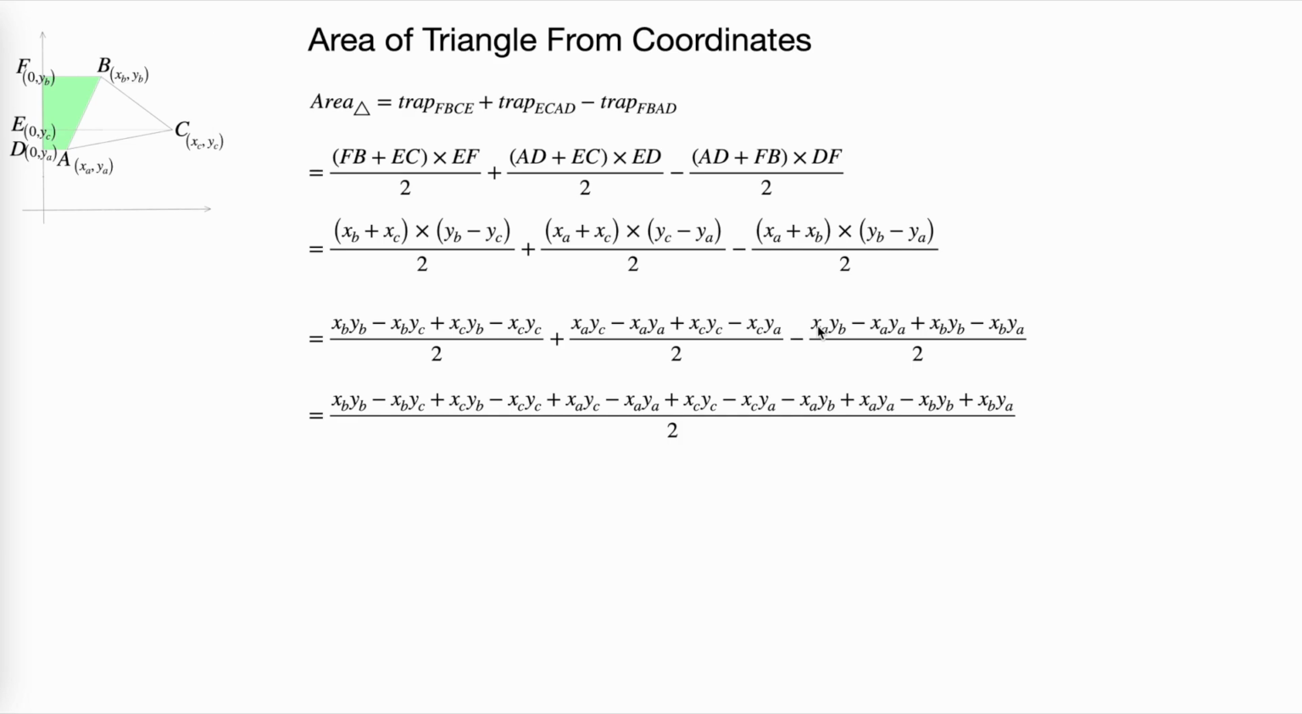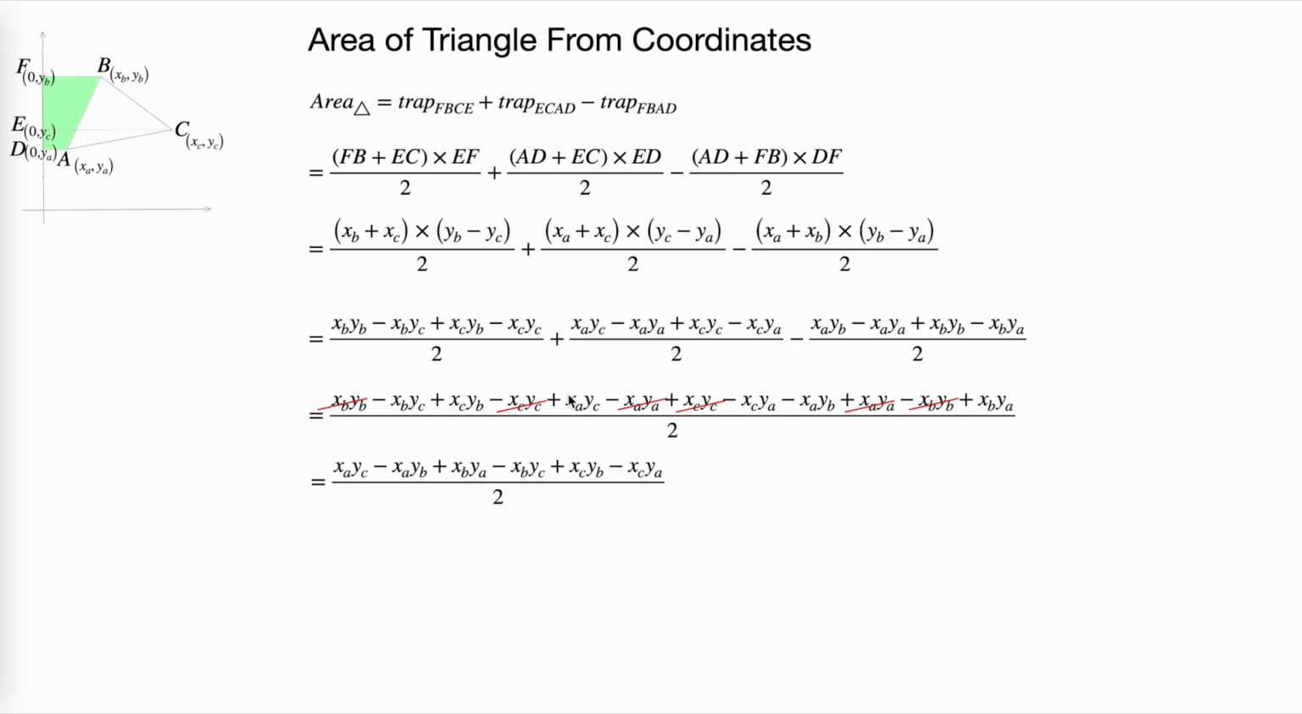When this negative comes in, this becomes negative xayb. This becomes positive xaya. This becomes negative xbyb. This becomes positive xbya. Now I want to add my like terms. I have an xaya here, and I have a negative xaya, so those add together to make 0. I have a negative xcyc and a positive xcyc, and they make 0. Finally, I have an xbyb and a negative xbyb, and they cancel. I'm going to remove the canceled stuff.